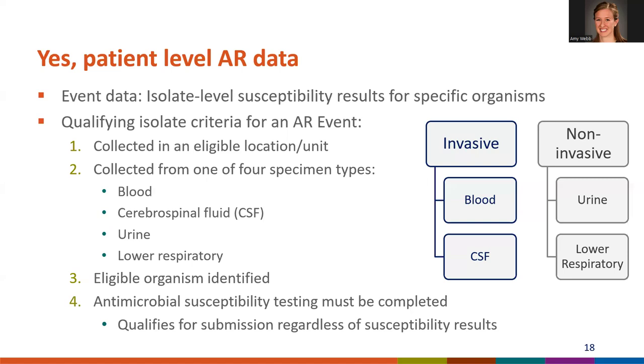So if you had an isolate, let's say it's an E. coli, and it was tested against 3 drugs and all 3 were susceptible, that still counts as an eligible AR event, even though all 3 results were susceptible.